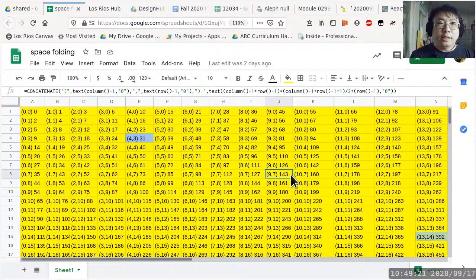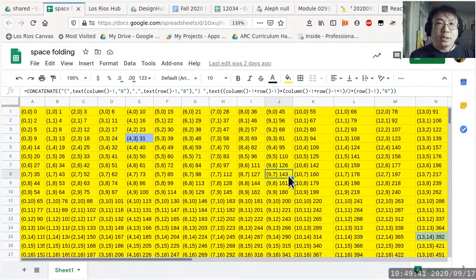But I know that everything on this diagonal line, including this guy, this guy, this guy, and on the other side we have this guy, this guy, this guy, and so on. Now, I know everything along this diagonal line. If you add the x and the y coordinate, it's going to be 16.